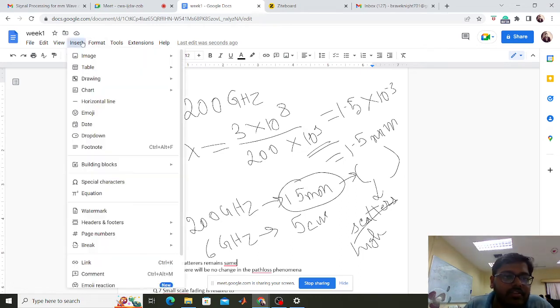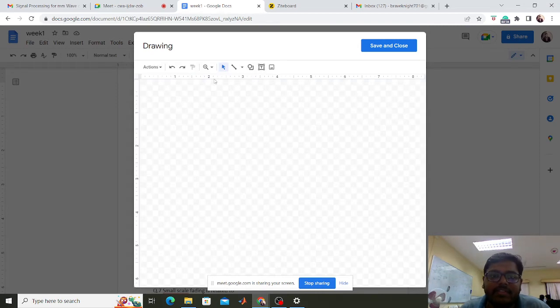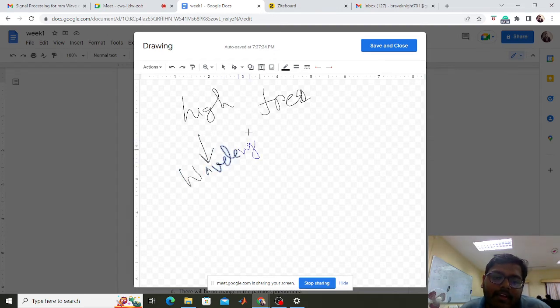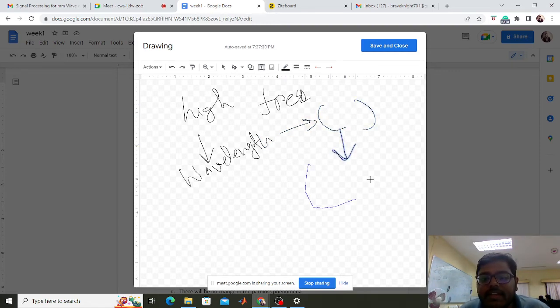Like this, for very high frequency, the wavelength becomes very much comparable with the small particles of the nature. That creates the scattering effect. This creates scattering.